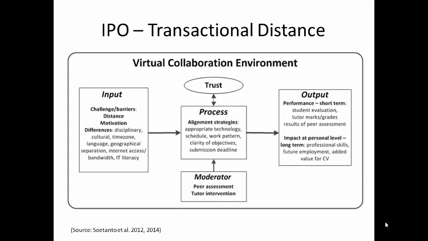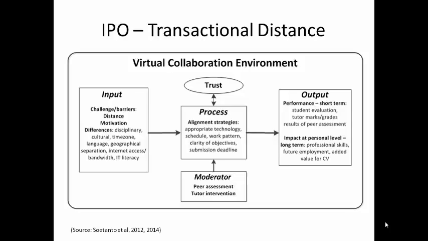Now, the model we use, the part of the reading is about transactional distance. And this is kind of how I brought in transactional distance, and the PI was interested in this input process output model. So in this kind of way, the way we categorized it was that we looked at transactional distance as being the input to the issue, to the problem.